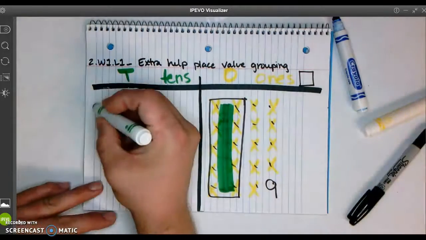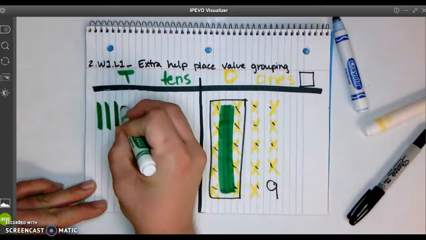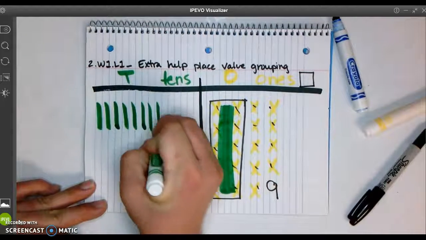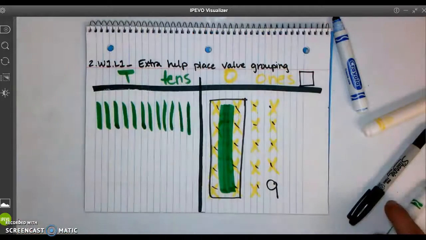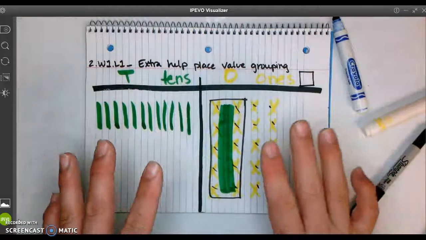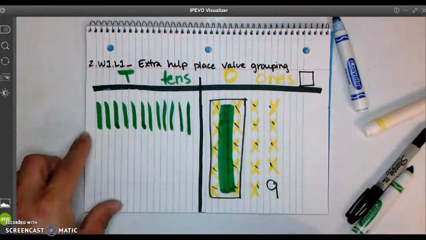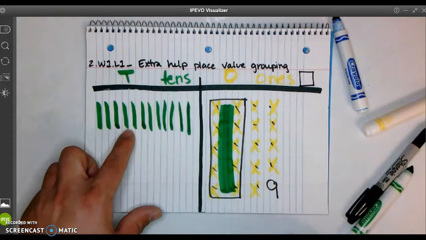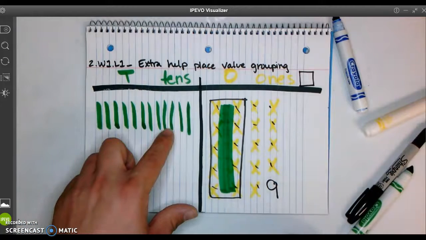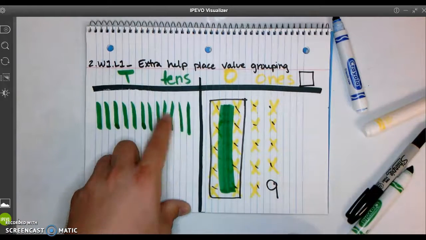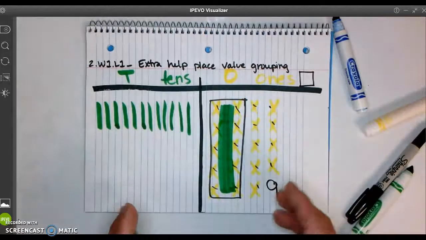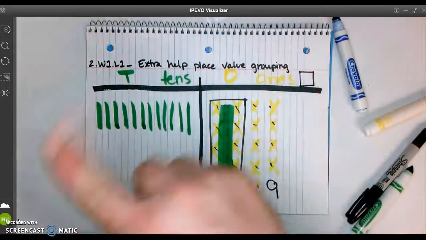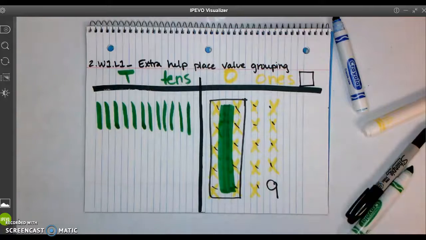Count with me again. 1, 2, 3, 4, 5, 6, 7, 8, 9, 10, 11, 12. We have 12 rods there. Well, in reality, it's not just 12. We count by tens. 10, 20, 30, 40, 50, 60, 70, 80, 90, 100, 110, 120. Just like with the units, if we have 10 or more, we can group those into the next place value. We can relate that over, right?